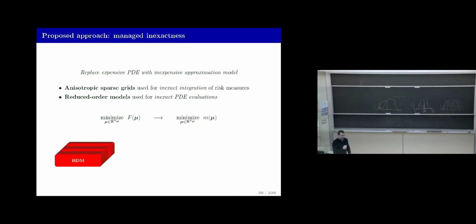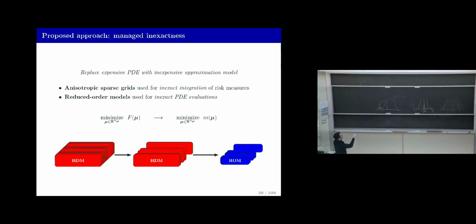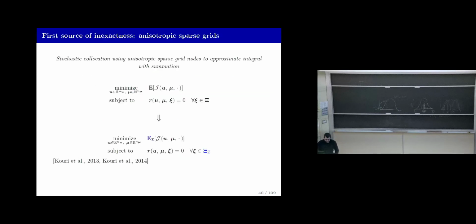So to show you this pictorially, if this is the ensemble of PDEs that's required by the standard baseline method, if you use sparse grids, the hope is that now you have fewer high-dimensional models to solve. So that's one level of inexactness. And then the next step is, because there are fewer of them but they're still expensive, let's replace them with ROMs. That's essentially what I've done in this work.